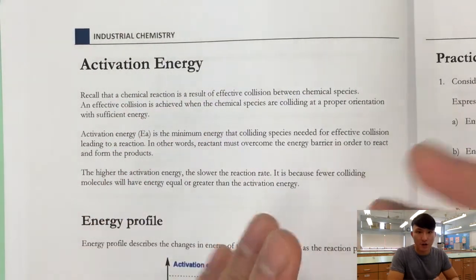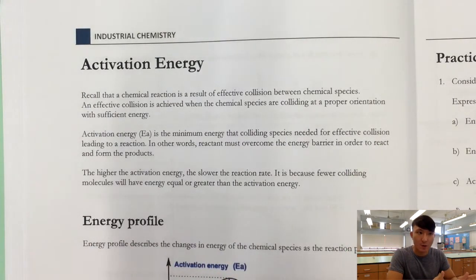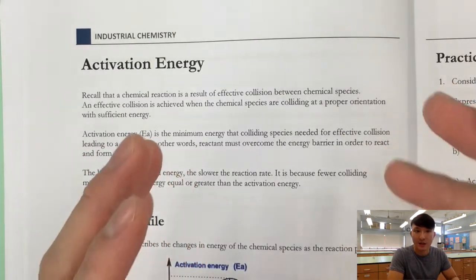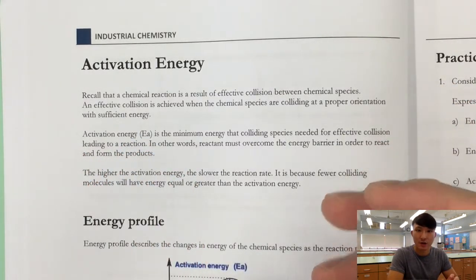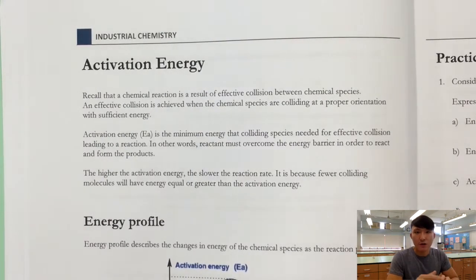Now first of all, refresh your memory about what we have learned in rate of reaction. We learned something called collision theory, and according to collision theory, we say that a reaction is a result of effective collision. By effective collision, it means that the reactants must be colliding with the correct orientation as well as they are colliding with sufficient energy. Now, the so-called sufficient energy is actually called the activation energy.